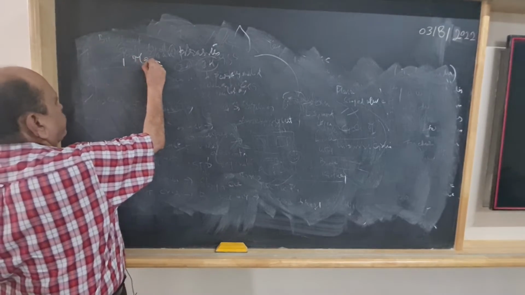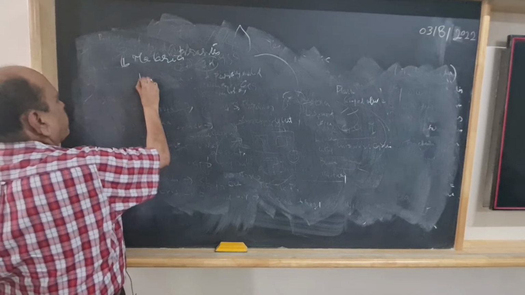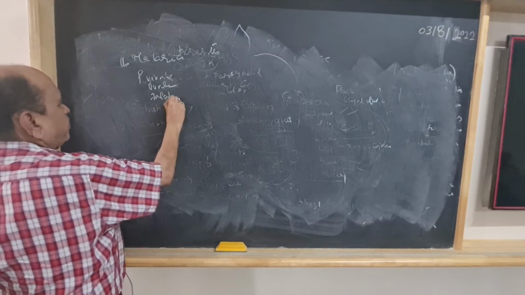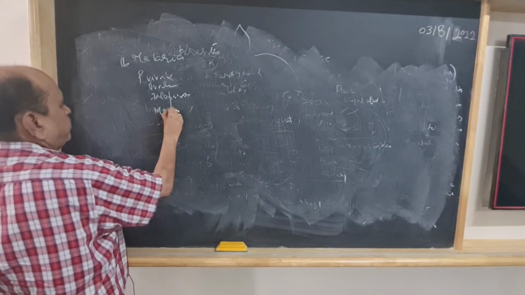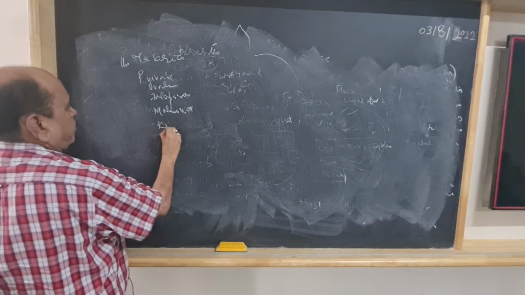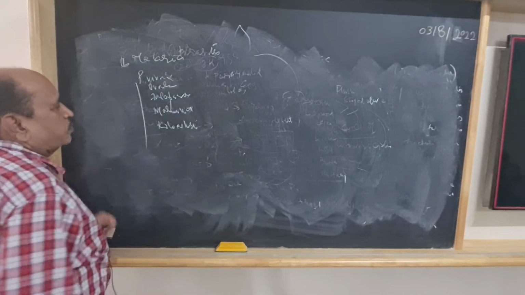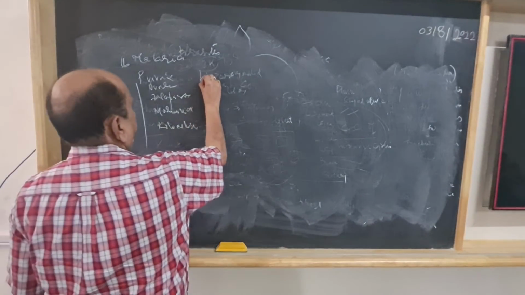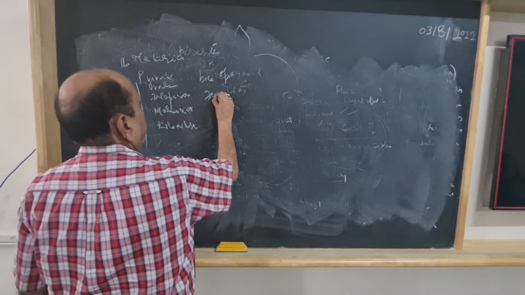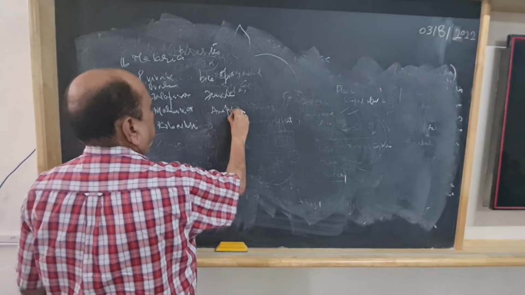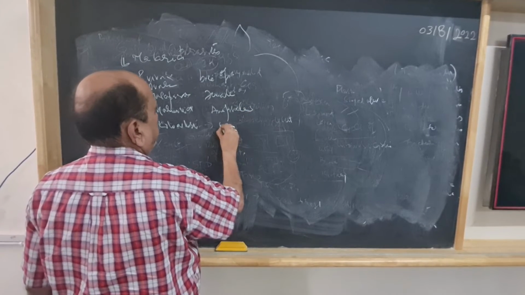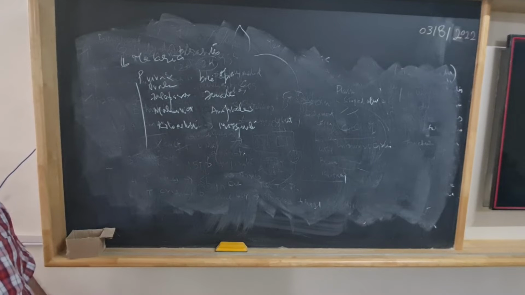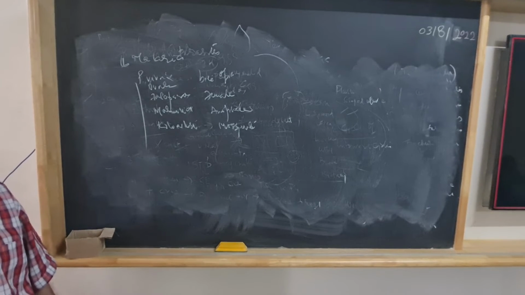The next is malaria. Plasmodium vivax, ovale, falciparum, malariae, knowlesi. Man gets infected by the bite of the female Anopheles mosquito.